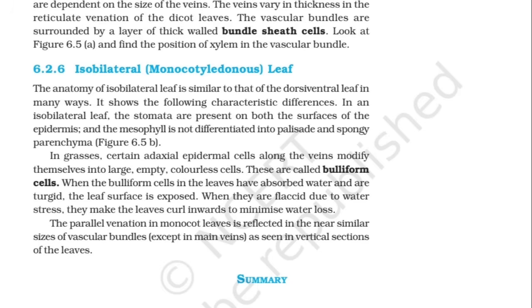These are called bulliform cells. When the bulliform cells in the leaves have absorbed water and are turgid, the leaf surface is exposed. When they are flaccid due to water stress, they make the leaves curl inwards to minimize water loss. The parallel venation in monocot leaves is reflected in the near similar sizes of vascular bundles, except in main veins, as seen in vertical sections of the leaves.